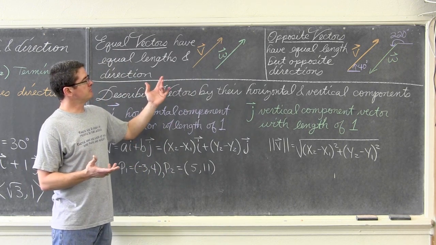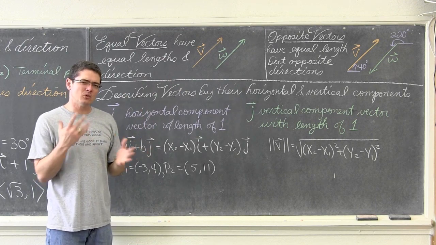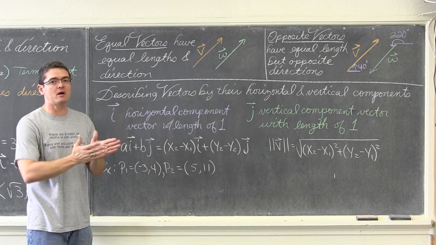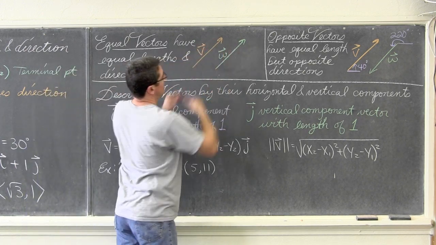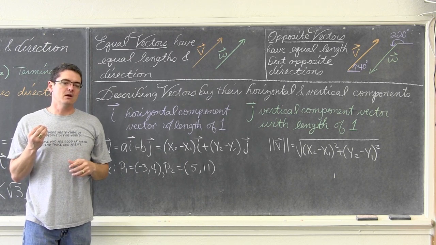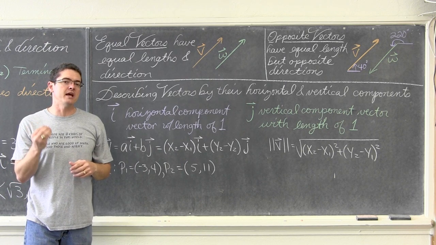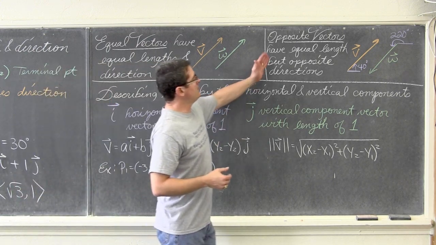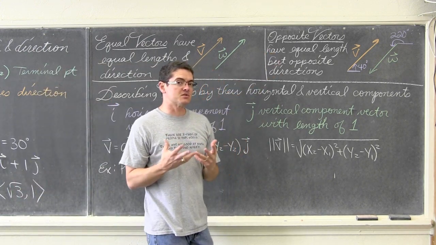In other words, they're parallel. We don't normally talk about being parallel with vectors, but they appear to be parallel. They're going in the same direction, and indeed they are. But of course, with vectors, we're normally describing direction with a rotation angle or a theta angle. Opposite vectors are, again, equal in length, but they have opposite directions.